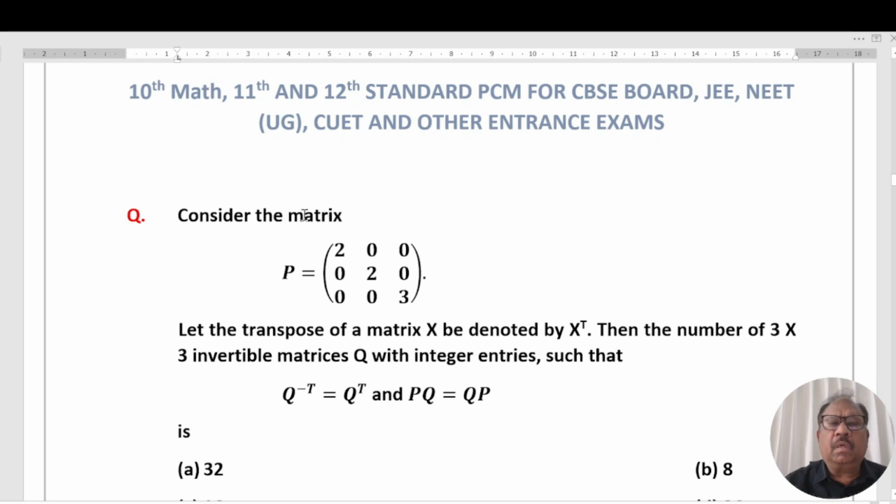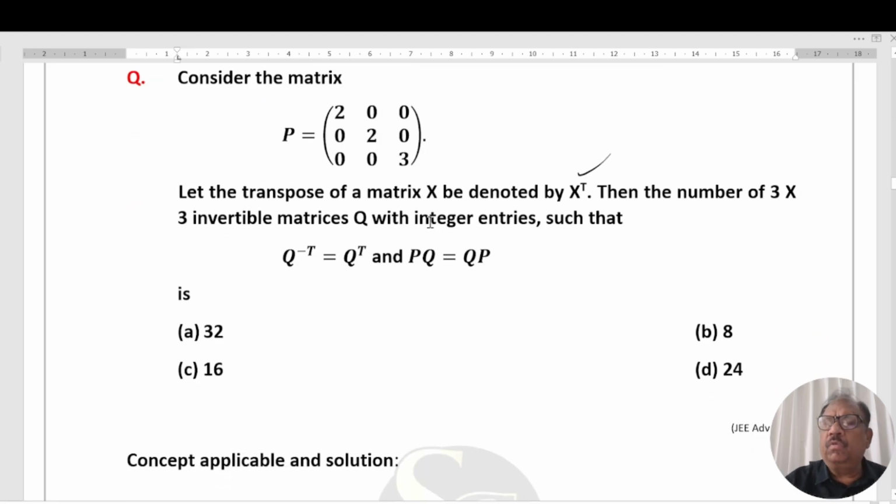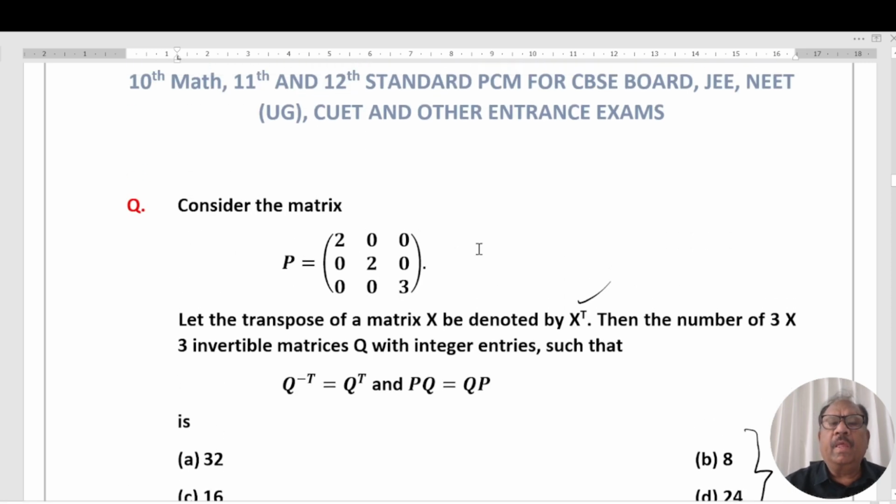Question is, consider the matrix P = [2 0 0; 0 2 0; 0 0 3]. Let the transpose of the matrix X be denoted by X^T. Then the number of 3 by 3 invertible matrices Q with integer entries such that Q^-1 = Q^T and PQ = QP is. Four options are given, one of the options is correct. The question is taken from JEE Advanced 2025.